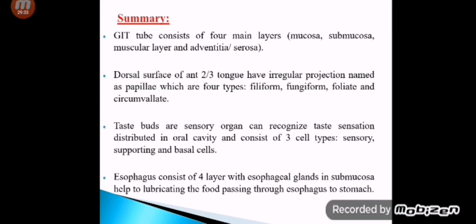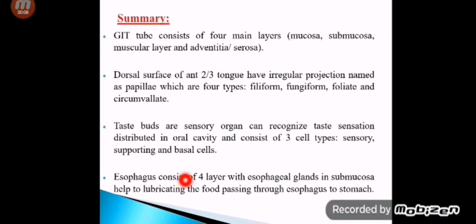In summary, from this lecture we can conclude the following. The GIT tube consists of 4 main layers: mucosa, submucosa, muscle layer, and adventitia or serosa. The dorsal surface of the anterior two-thirds of the tongue has irregular projections named lingual papillae, which are 4 types: filiform, fungiform, foliate, and circumvallate papillae. The taste buds, which are sensory organs that recognize taste sensation, are distributed in the oral cavity and consist of 3 cell types: sensory, supporting, and basal cells.